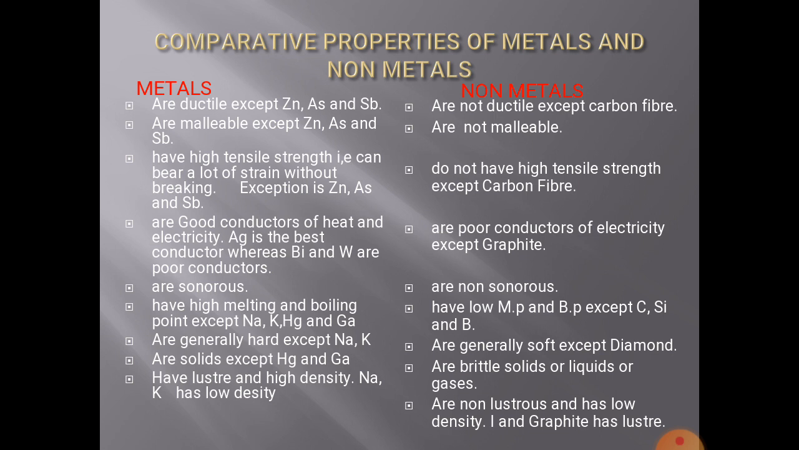Metals are very good conductors of heat and electricity. Non-metals are poor conductors of heat and electricity. Silver is the best conductor of electricity among the metals. Among the metals, again, there are exceptions which are poor conductors of electricity and heat. One is bismuth, one is tungsten. They are poor conductors. Graphite is an exception in the case of non-metals. Non-metals are supposed to be poor conductors of electricity except graphite.